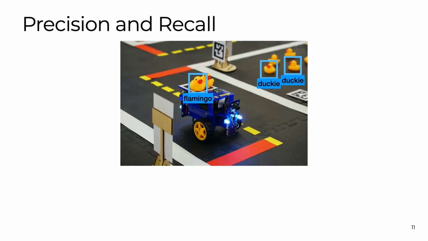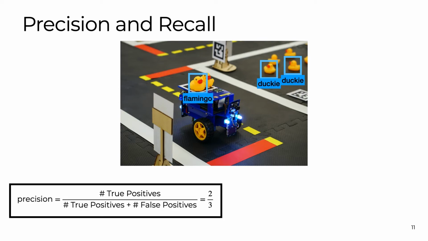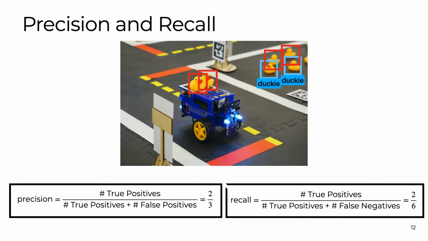Let's start by reviewing the definitions of precision and recall. Let's start with just considering one object class, say duckies. In this image, we reported 3 objects, 2 duckies and 1 flamingo. The precision is defined as the percentage of the things that we reported as duckies that actually were, in this case 2 over 3, or 66%. The recall is defined as the percentage of the total number of duckies that were reported. In this case, there were 6 total duckies and we reported 2, so our recall is 2 over 6, or 1/3. The optimal ducky detector then would report all of the duckies and nothing else, and would have a precision of 1 and a recall of 1.